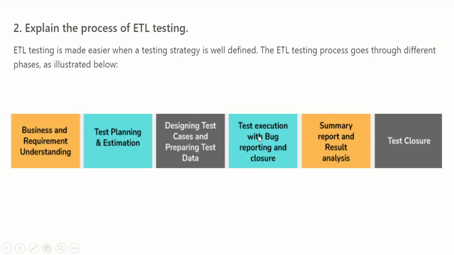Then the fourth phase is about test execution with bug reporting and closure. The test cases that you already prepared, with bug reporting and closure, you must have knowledge about this. And then finally, summary report and result analysis. Whatever summary you get from the testing after the project, you prepared all the test cases and executed them. At the end of the project, you must analyze the summary report and test result analysis, then only can you be the best for next projects.